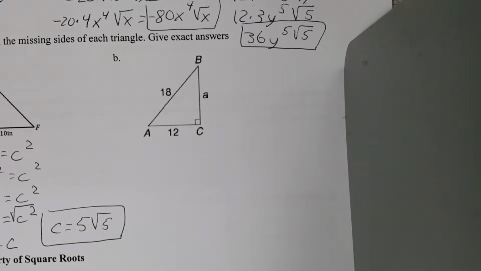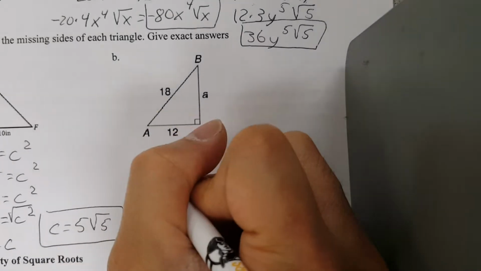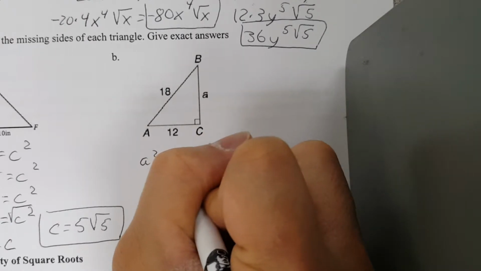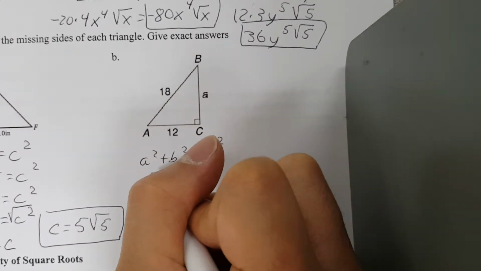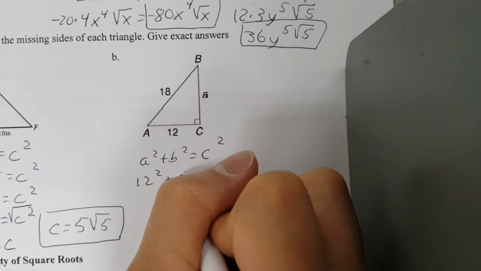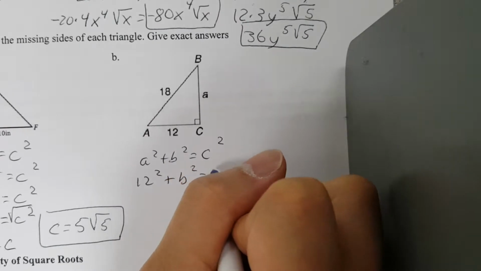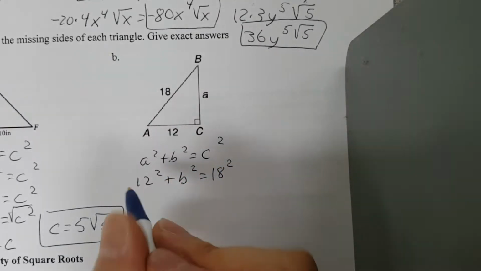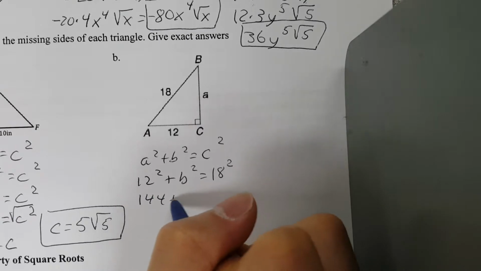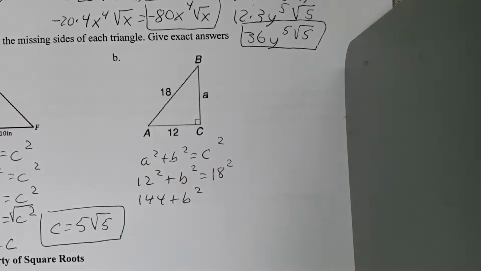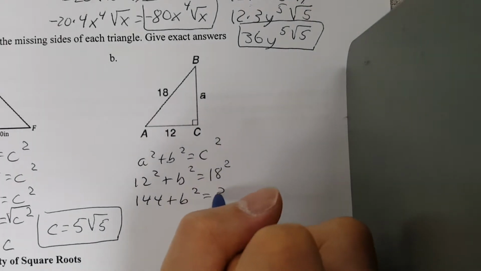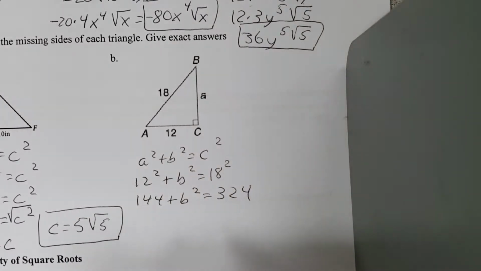And then what I'm going to do now is use the Pythagorean theorem, but I'm going to use it where I have my C. So this is 12 squared plus b squared is equal to 18 squared. This is 144. 18 times 18 is 324. I subtract 144 and I get 180.